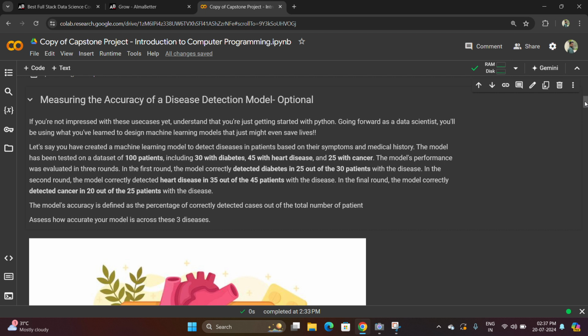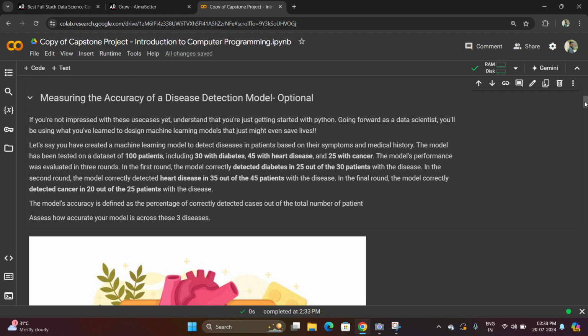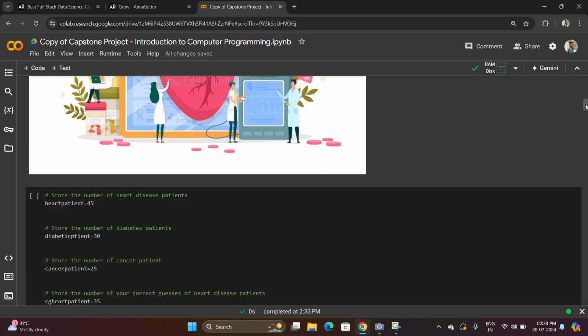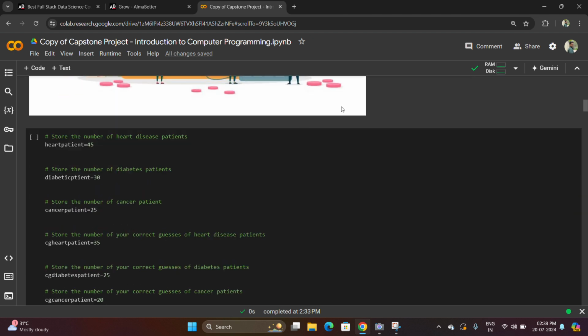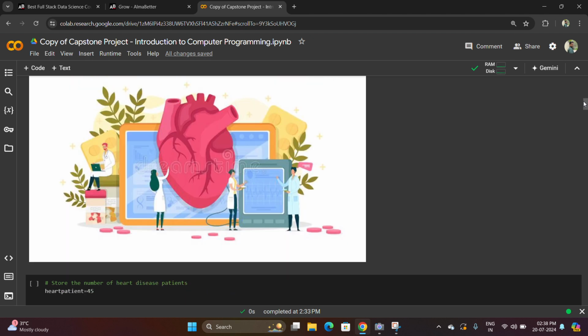In the first round, the model correctly detected 25 diabetes patients out of 30. That means there were 30 diabetes patients in total and it diagnosed 25. In the second round, the model correctly detected heart disease in 35 out of 45 patients. Total heart disease patients were 45, but it could only detect 35. In the final round, the model correctly detected cancer in 20 out of 25 patients. The total number of cancer patients was 25, but it could only detect 20 patients.